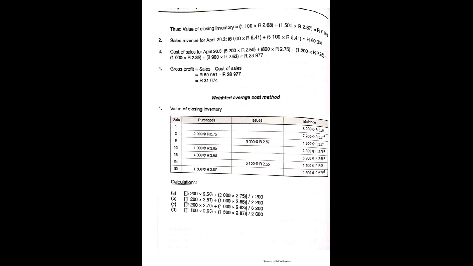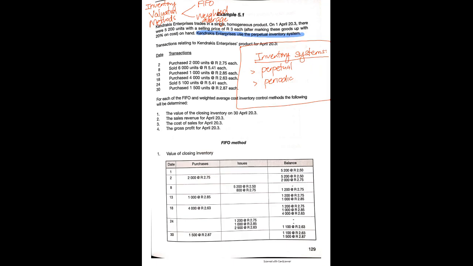And then in the second part of the example, you'll see for the second part of the example, it follows a periodic inventory system. So they say that to you here as well. The enterprise makes use of the periodic inventory system in example 5.2. So two different inventory systems that are being used, which naturally, as I said, will impact your calculations.